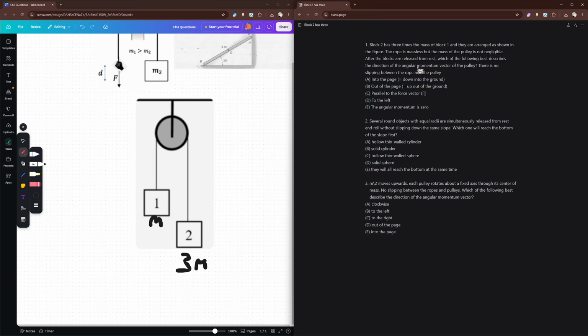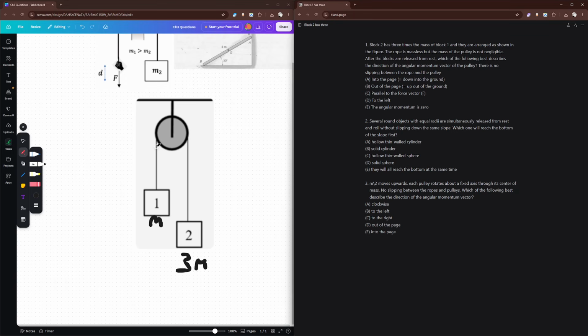First of all, to solve this question, let's read our options. A, into the page. B, out of the page. C, parallel to the force vector. D, to the left. Or E, the angular momentum is 0. So to solve this, first of all, we need to figure out our direction of rotation, right? And direction of motion.